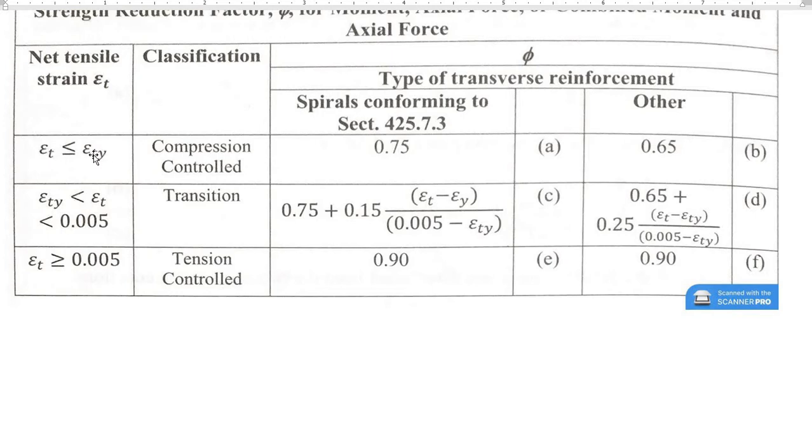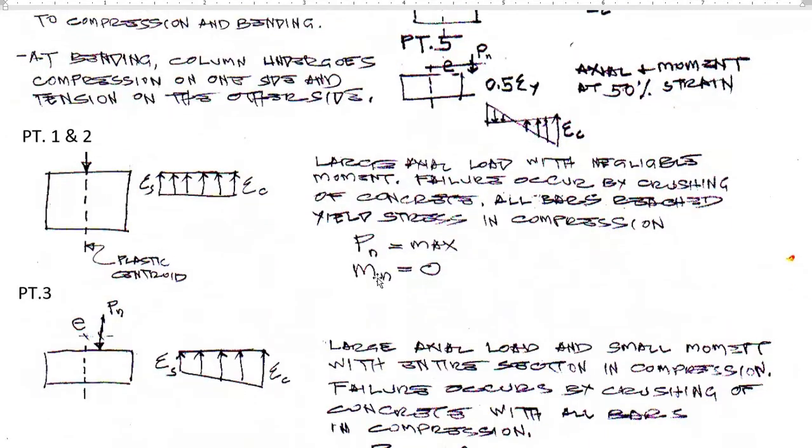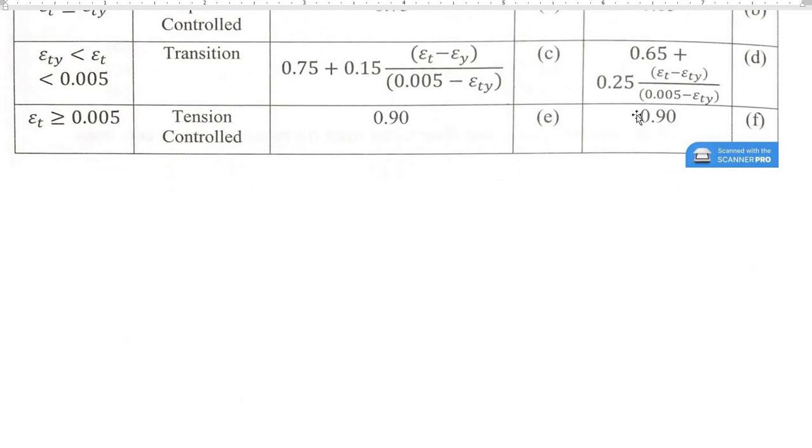And then, strain Ty, ito yung yield. This is equal to Fy all over 200,000. Okay, so take note na your strain is less than 0.005. Kapag greater than 0.005, okay, ibig sabihin, nandito ka na sa ilalim, ang capacity reduction factor phi is obviously 0.9. Okay? This is now tension controlled.